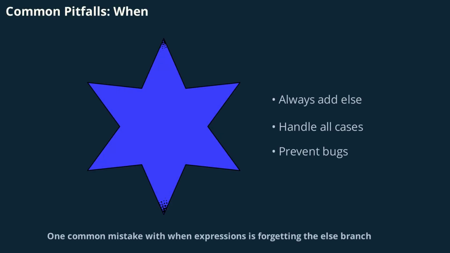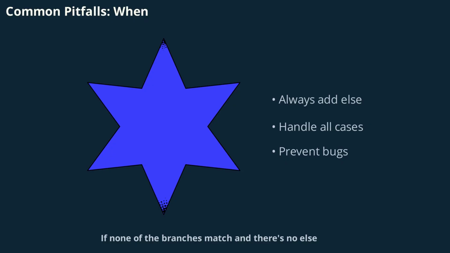One common mistake with when expressions is forgetting the else branch. If none of the branches match and there's no else, your code may not handle all possible cases, leading to bugs. Always include an else branch to cover unexpected input and ensure your code is robust.